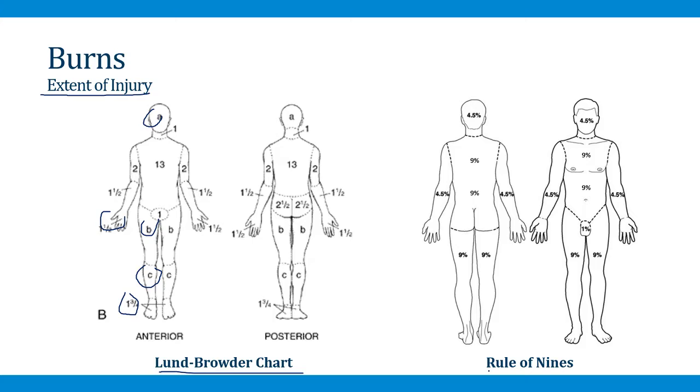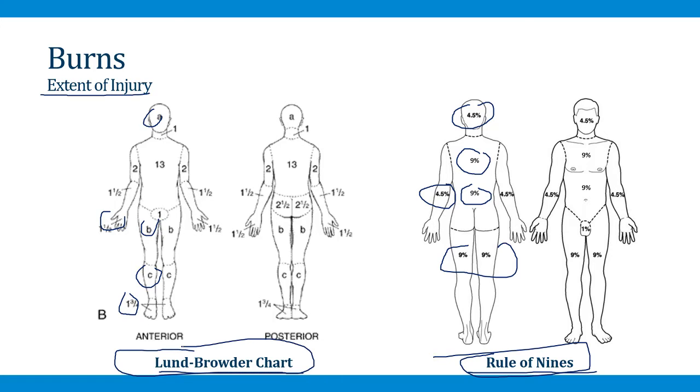The way that's more commonly done, which is less precise, is the rule of nines. It assigns a surface area of 9% to most body parts, so the legs are 9%, the bottom of the back and the abdomen are 9%, and the chest and the top of the back are 9%, and then the head and the arms are each 4.5%. So most people use the rule of nines. The Lund-Browder chart is the more precise method.